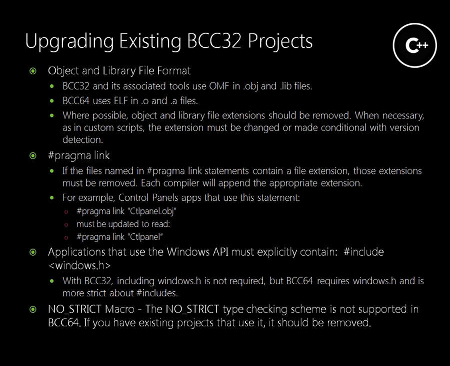If you have existing BCC 32-bit projects to upgrade, you want to pay attention to object and library file formats. Again, as I mentioned, BCC32 uses OBJ and lib files. BCC64 uses the ELF format in .o and .a files. So where possible, remove your object and library file extensions. And when necessary, if you're using a custom build script, the extension must be changed or made conditional with version detection. Applications that use the Windows API must explicitly contain #include windows.h. In BCC32, including windows.h was not required, but BCC64 does require it to be defined.